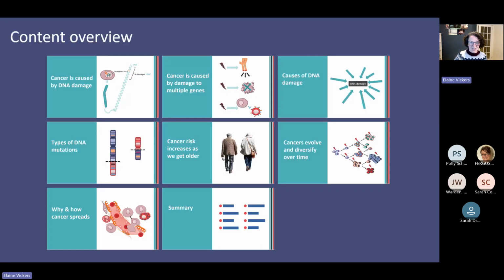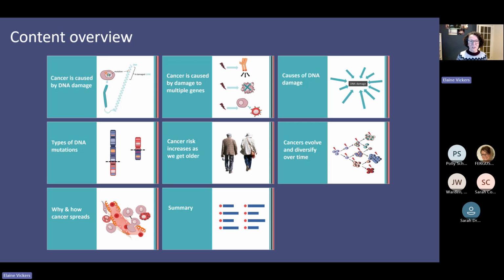So in this first session, these are the topics I will cover. An introduction to cancer as a disease caused by damage to the cell's DNA and the types of damage we see in cancer cells, but also I will touch on the dual reasons why our risk of cancer increases as we get older, that it's not just about mutations, but it's also very much about our immune system and how our immune system normally patrols the body and eliminates cancer cells.